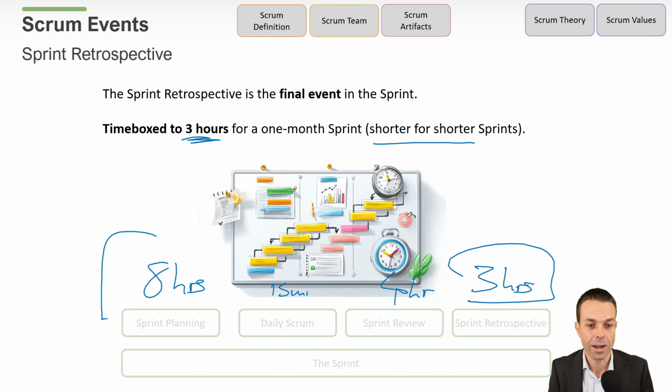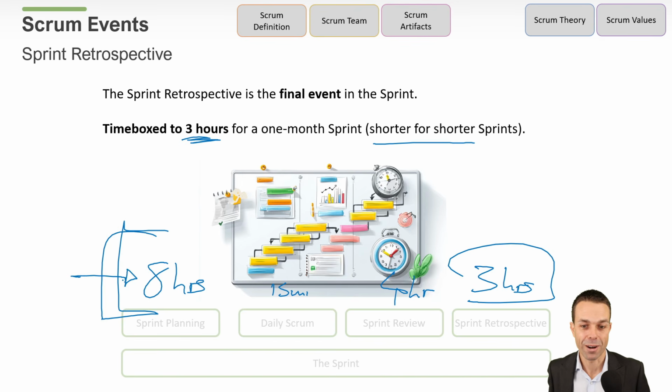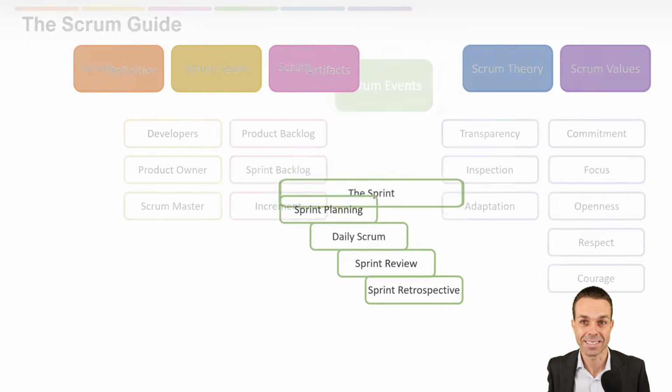So just keep that in mind, especially if you're going through the exam in the real world. It's up to you and the team. But for your Scrum exam, you'll need to know those particular time frames. And it just goes 8, 4, and then 3 as it goes along. So it gets less as we go along. Nice and easy to remember.